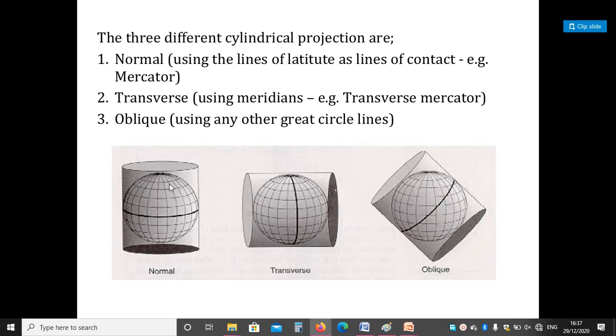So like that, based on the covering of the paper around the globe, there are different types of cylindrical projections. For example, the first one, if you observe, the projection is exactly perpendicular to the equator. That is the normal projection. Perpendicular to the equator, that is also called Mercator projection. First one.